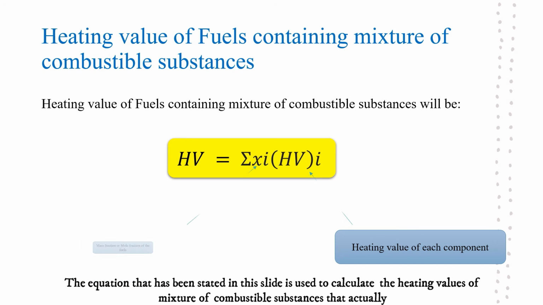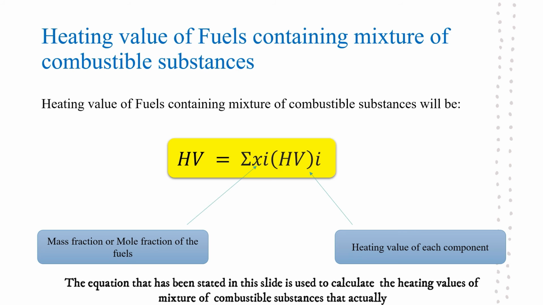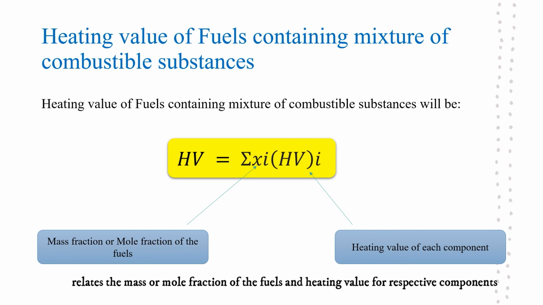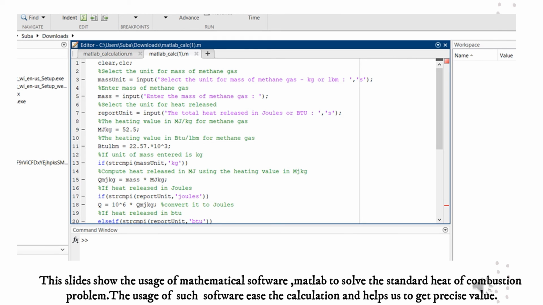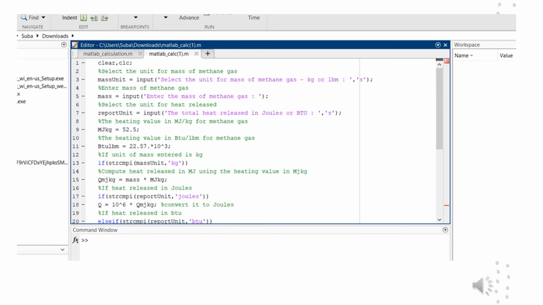The equation stated in this slide is used to calculate the heating values of a mixture of combustible substances, relating the mass or mole fraction of the fuels and the heating value of the respective components. This slide shows the usage of mathematical software, MATLAB, to solve the standard heat of combustion problem. The usage of such software helps us to get precise values.